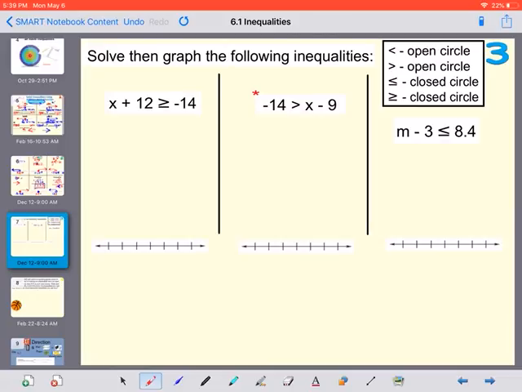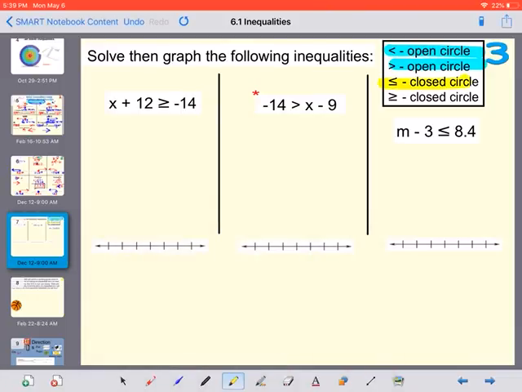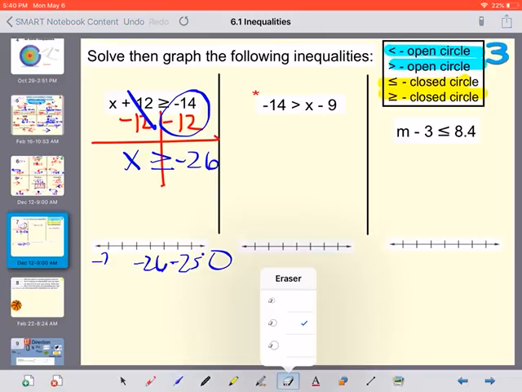So here on the top we have a little refresher for our open circles and our closed circles. Closed meaning it's a filled-in circle. Open just meaning it's an open circle. It says solve, then graph the following inequalities. So I'm going to draw my line down. Whatever we do to one side, we have to do to the other. So those eliminate, and we have x is greater than or equal to. Remember, same sign, add and keep. That's a -26. 0 would be over here to the right, so going this way would be -25. Over here, -27.